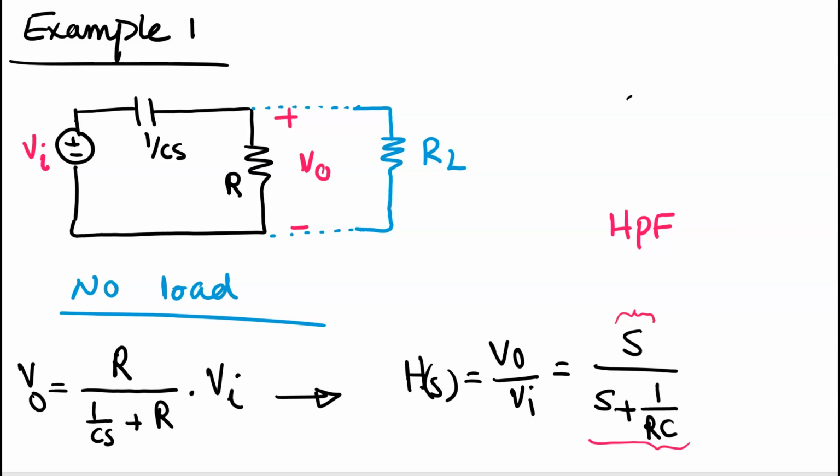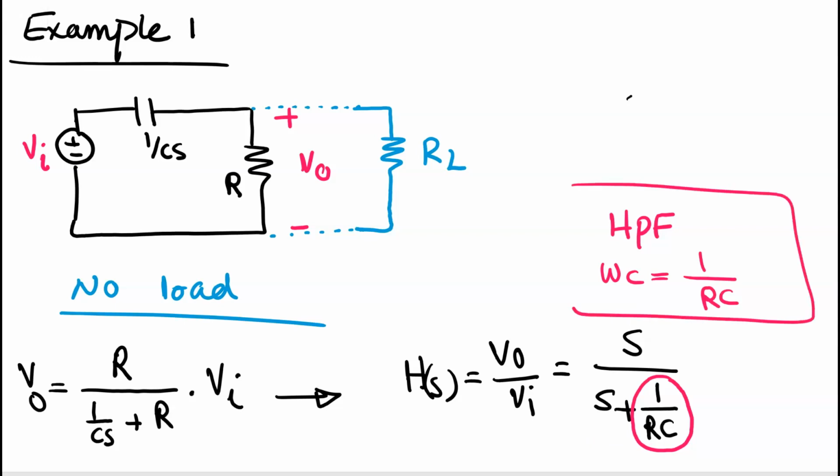So we have a high pass filter here, and we know that the cutoff frequency of this high pass filter is equal to 1 over RC. So a high pass filter which has omega C equal to 1 over RC. So this is our filter situation in the no load scenario.